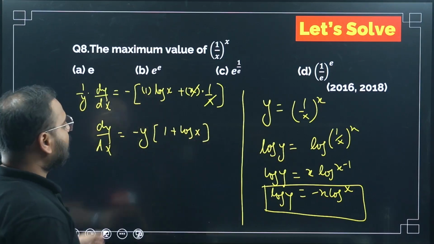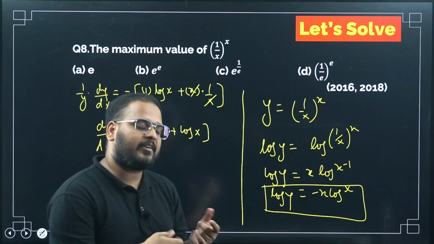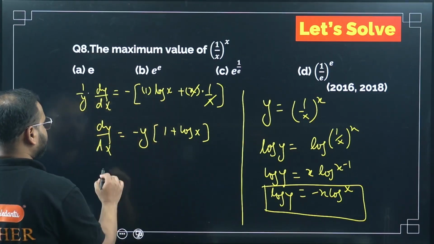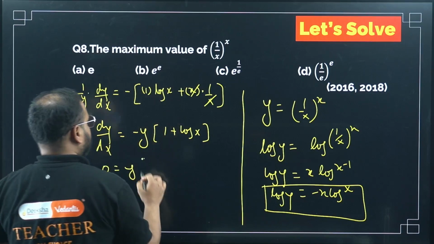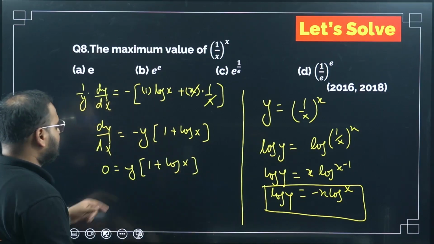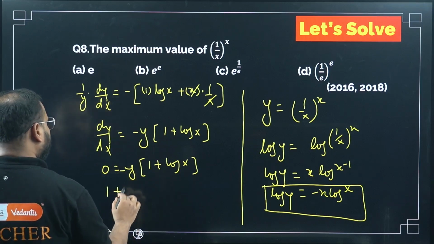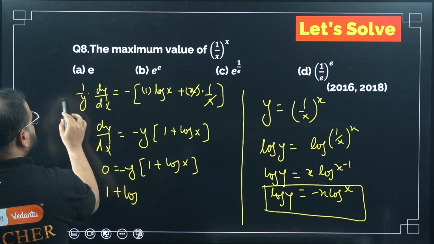Okay. Now, first thing is what? To find any maximum or minimum value, you have to find the critical point. How to find the critical point? Put it equal to 0. Y is a non-zero number, this is a non-zero number. Put it here. What I'm going to get? 1 plus... These are my steps.